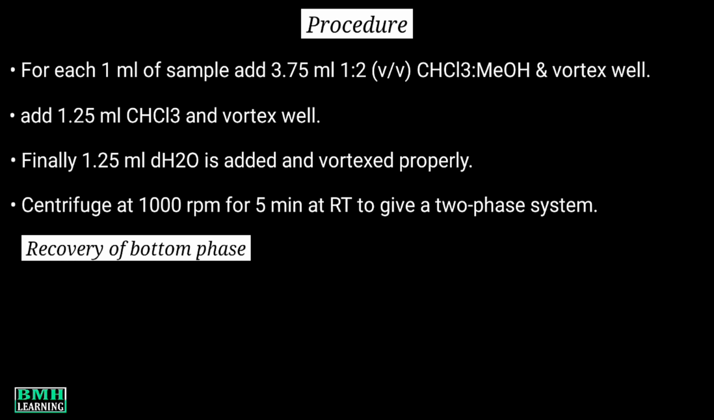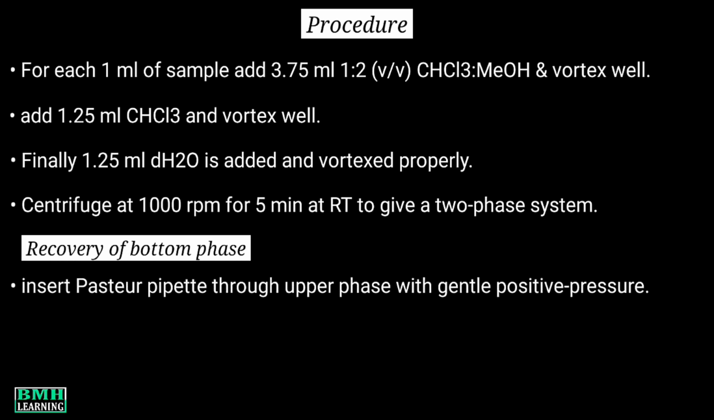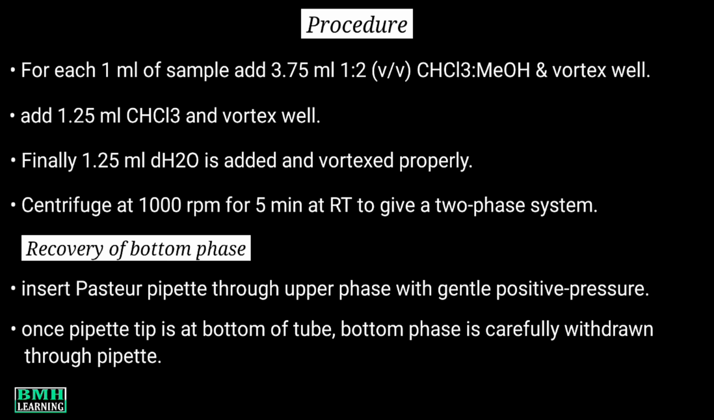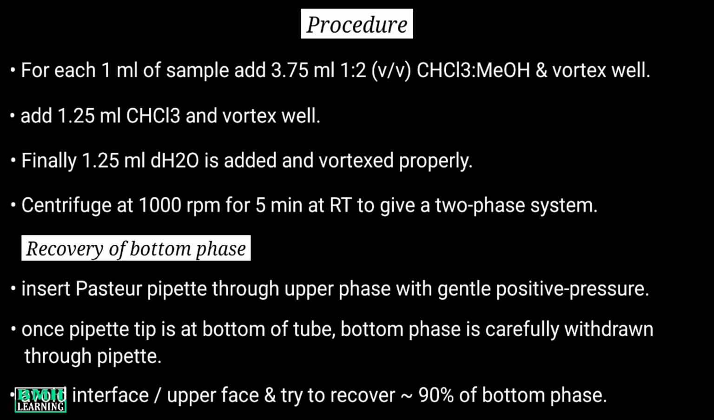Now, how are you going to recover the bottom phase? For this, insert a Pasteur pipette through the upper phase with gentle positive pressure. This means light bubbling. This is done to make sure that the upper phase does not get into the pipette tip. Once the pipette tip is at the bottom of the tube, the bottom phase is carefully withdrawn through the pipette. Keep in mind to avoid the interphase or upper phase, and you should only try to recover around 90% of the bottom phase, not all of it.